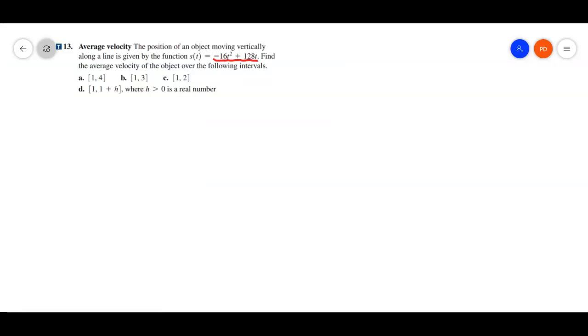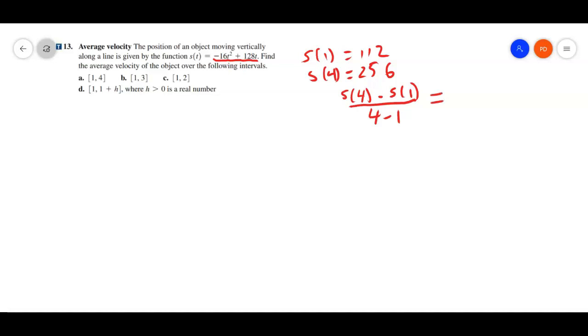So what I have here is s of 1 was 112, and s of 4 was 256. To find the slope, I have to do s of 4 minus s of 1 divided by 4 minus 1. The difference in the function values over the difference in the independent variable that created them, and it has to be y's over x's, functions over x. Don't be in the upside down slope club. That's not a fun place to be. So I do 256 minus 112 over 3, and that will get me my answer.